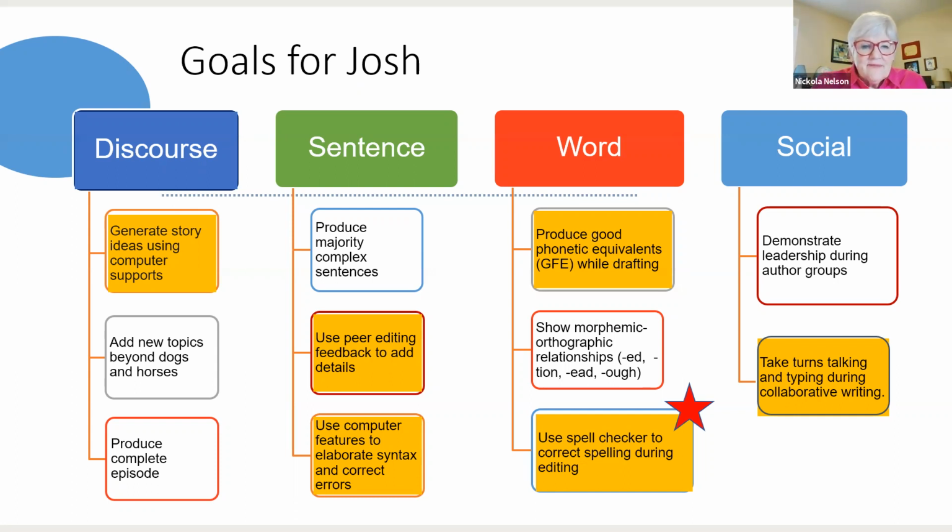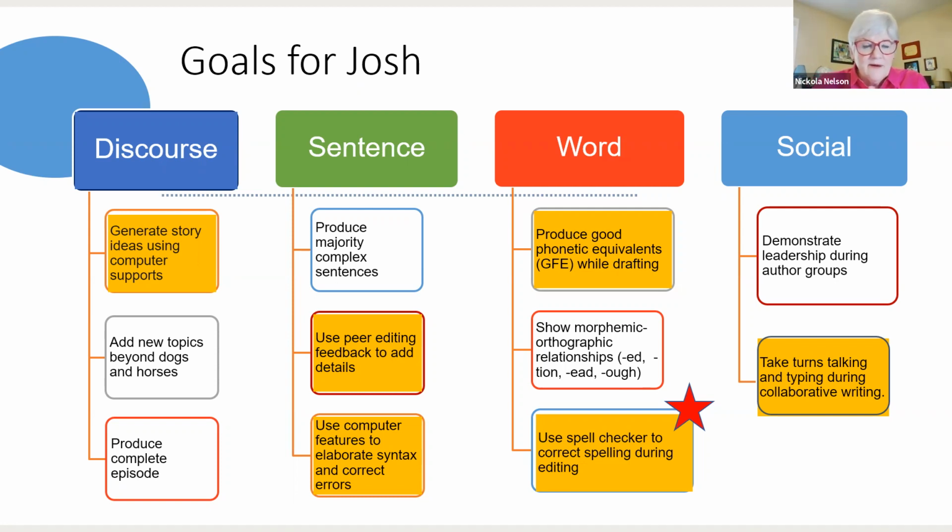In sentences, he tended to write just simple sentences and be very safe, although he had the ability. So we wanted him to use peer editing to add details to his stories, peer feedback, and also to use computer features to insert when he had a more difficult or complex sentence that he could put into his story. We wanted him primarily to be able to use a spell checker to correct spelling during editing.